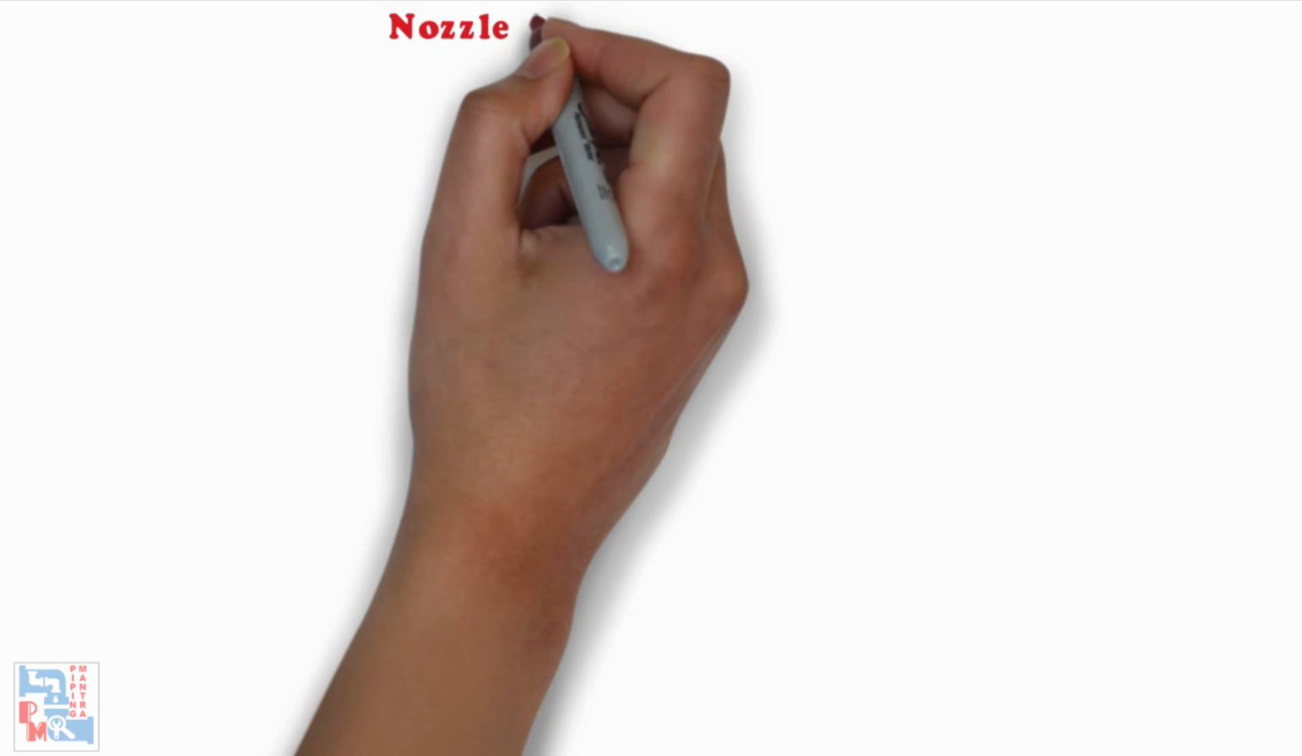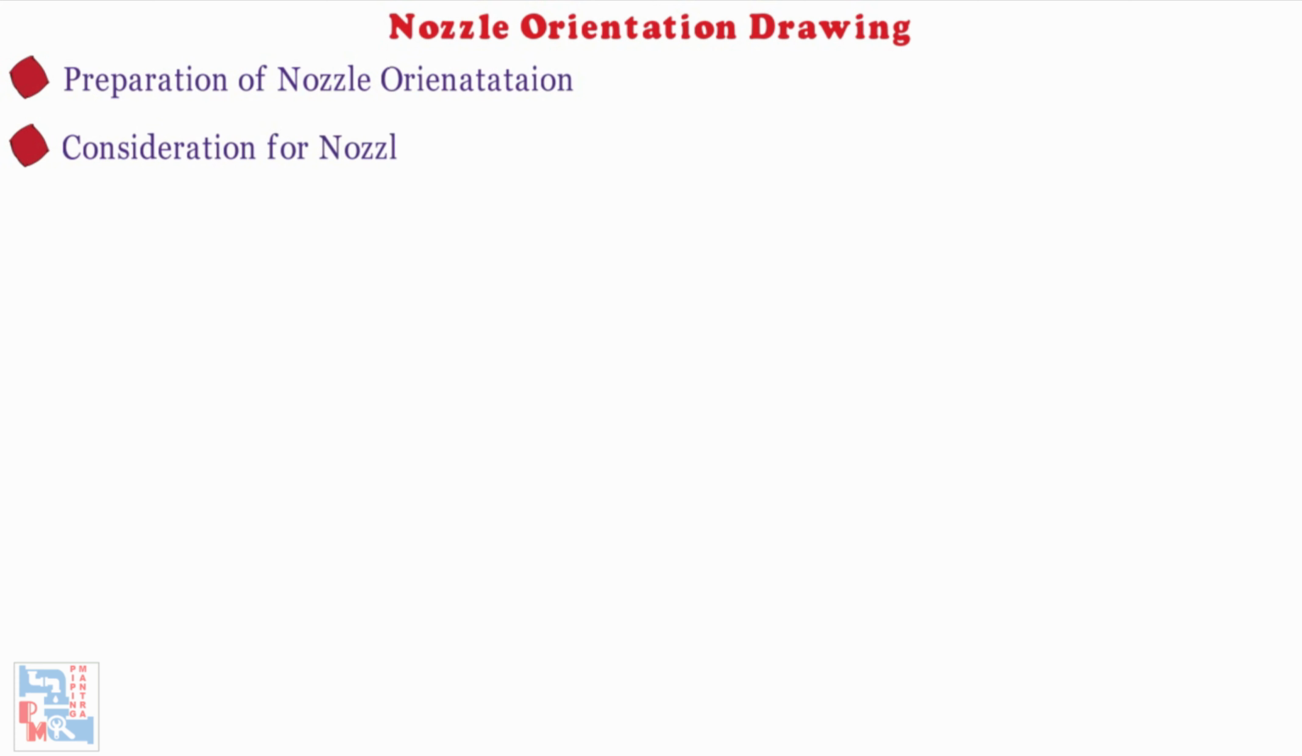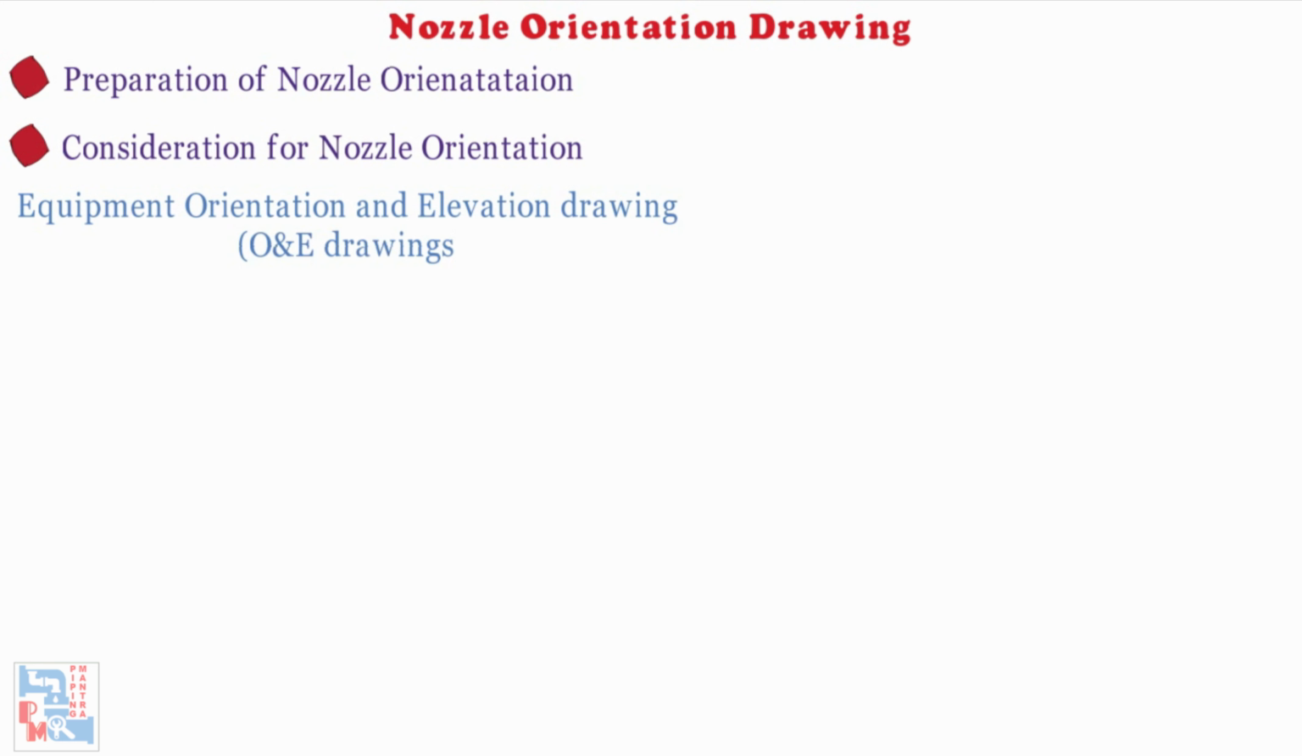In this video, we are going to discuss the requirements for preparation and considerations for nozzle orientation. Nozzle orientation is also called equipment orientation and elevation drawings, that is, ONE drawings.